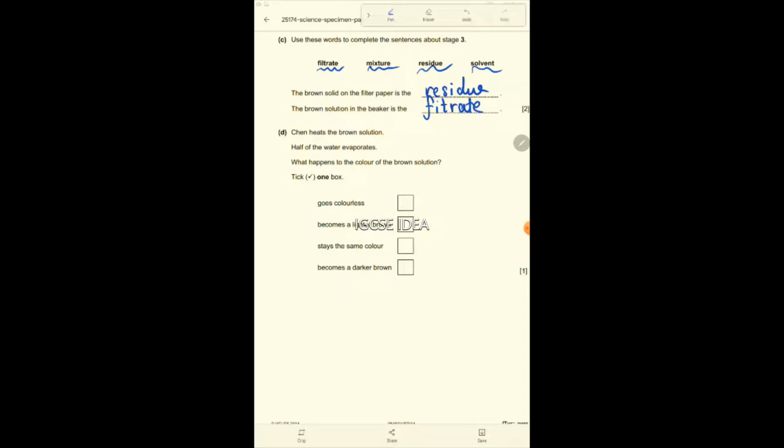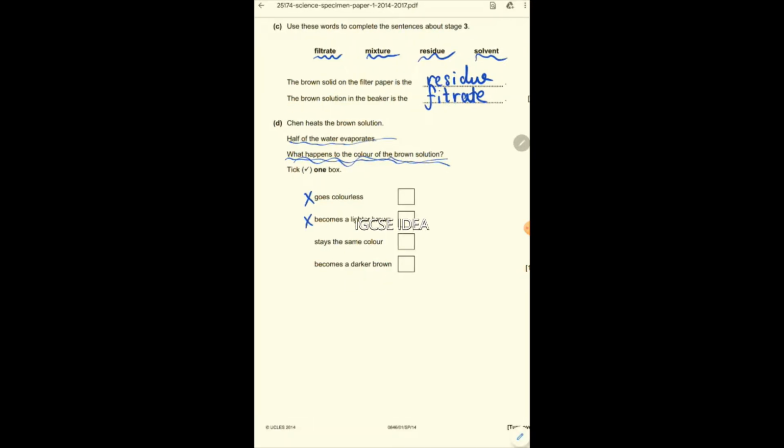Chen heats the brown solution. Half of the water evaporates. What happens to the color of the brown solution? Okay, goes colorless? No way. Becomes a lighter brown? Well, no. Stays the same color? No.